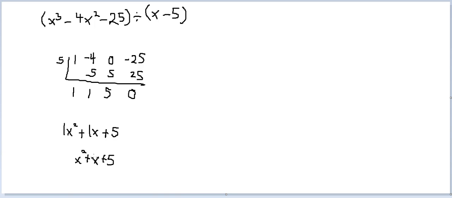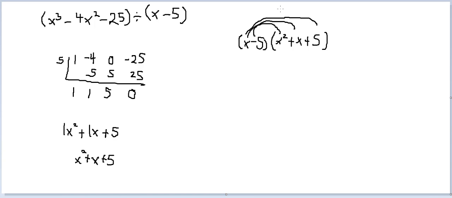And if you wanted to check your work, you could then multiply this out. So let's go ahead and do that real quick. So we have x minus 5 times our answer here. So times x squared plus x plus 5. Alright, so we're going to distribute. So let's distribute this x to all three things here. So we have x times x squared gives us x cubed, x times x gives us plus x squared, x times 5 gives us plus 5x.